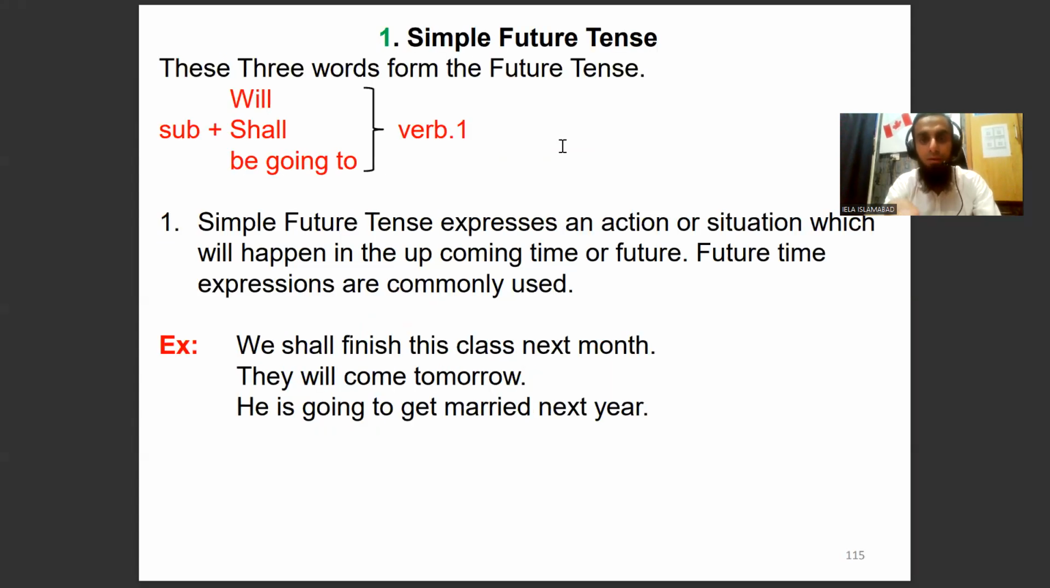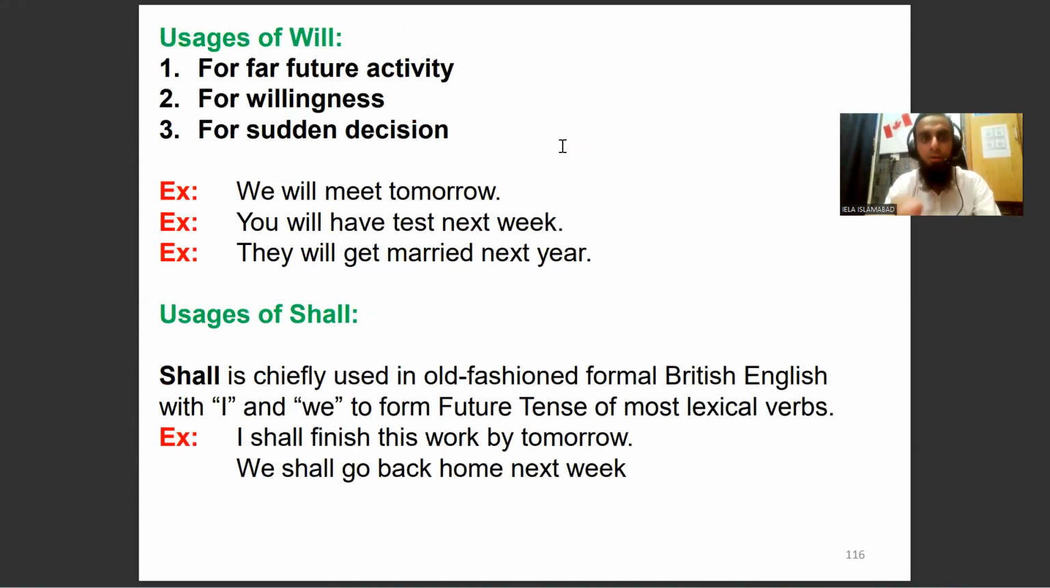Next, you can see here some usages of will. For instance, for future activity, for willingness, for sudden decision. Will is used for three different aspects. Number one, for future activity. For willingness, when you will something, when you want something, you say, I will it, right? And for sudden decision, when you take a sudden decision, for example, we will meet tomorrow.